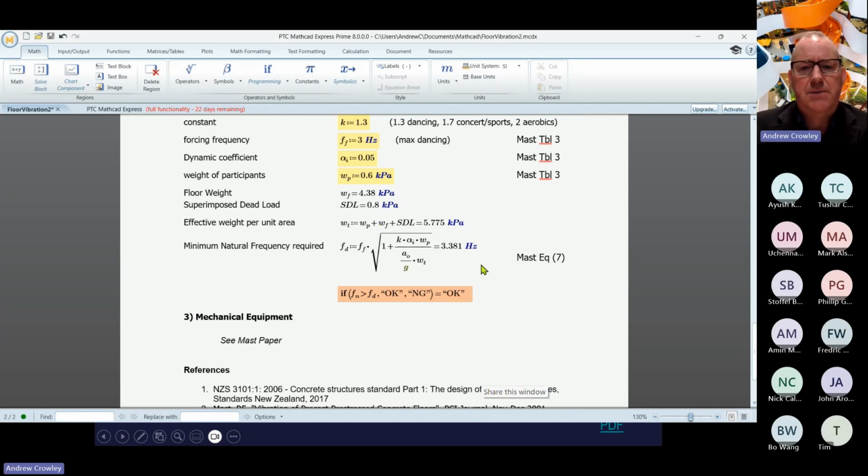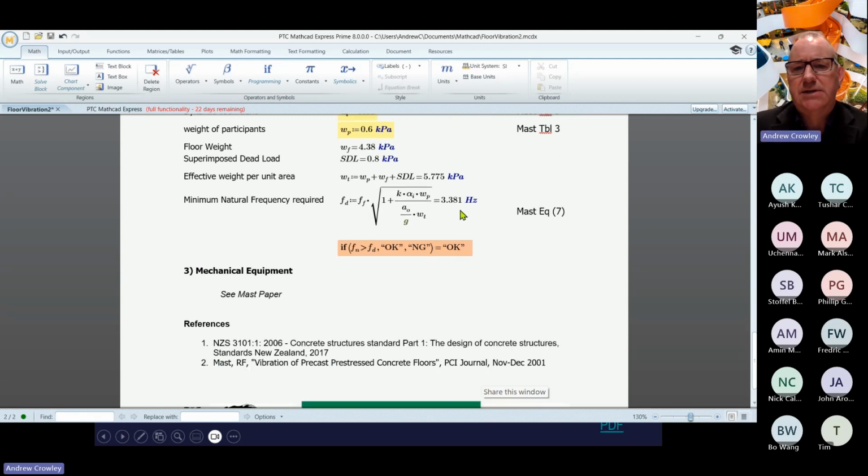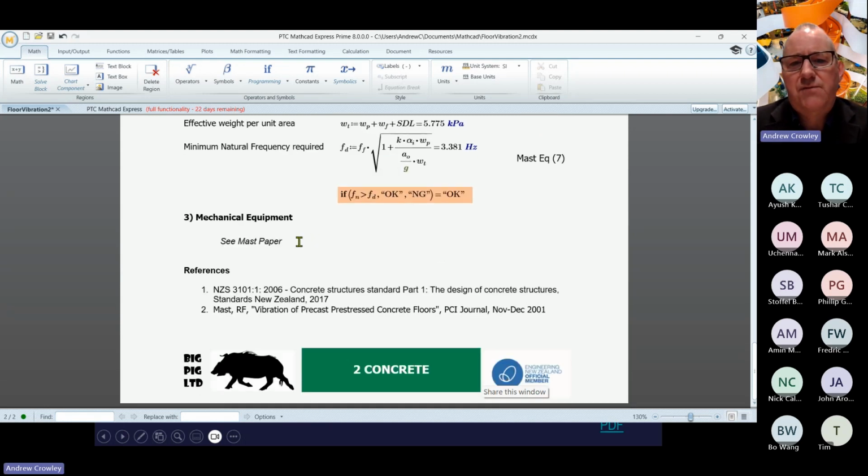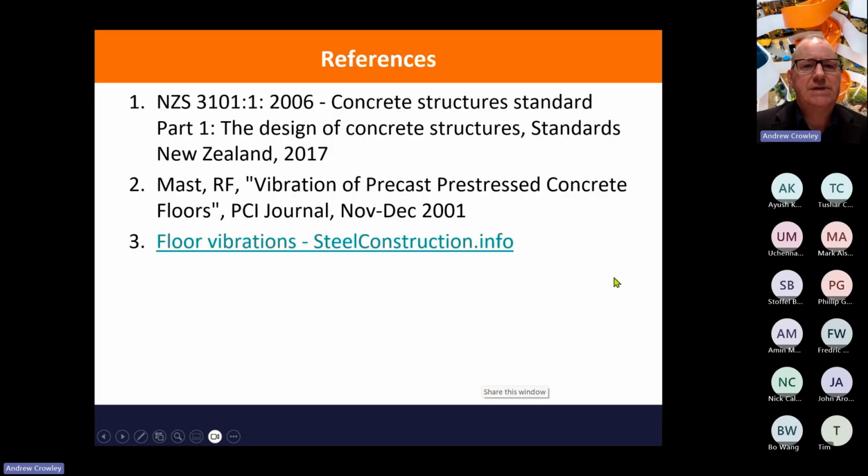And then top that all up, put it into the equation to get your minimum natural frequency required for the dancing situation. And as it turns out, that's 3.38 hertz. Is our natural frequency bigger than that? Yes, then it's okay. For mechanical equipment, I haven't written up the calculation for that, so go see the Mast paper. So finally, the references, our own NZS 3101 for the concrete, and that's the reference for the Mast paper.